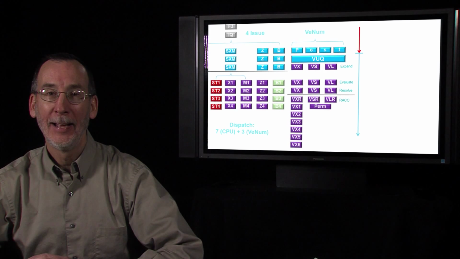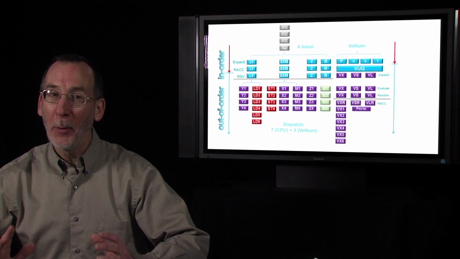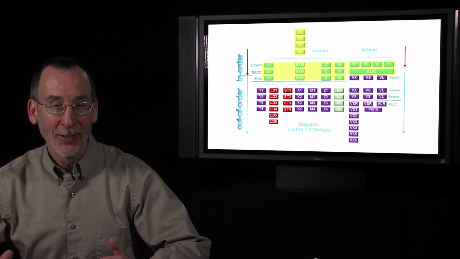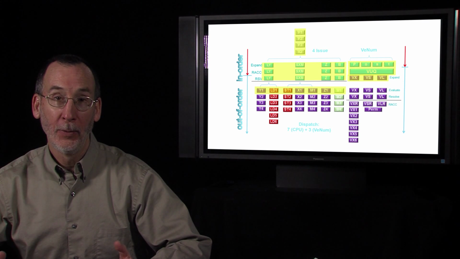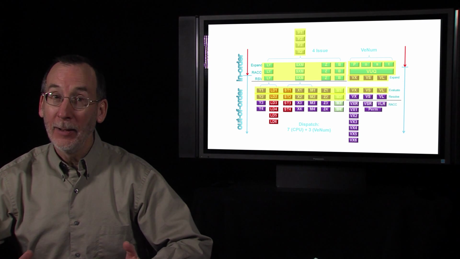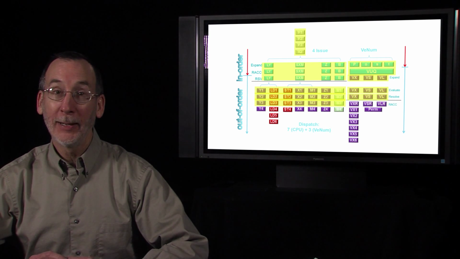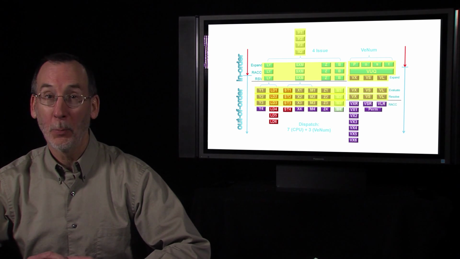Now if we go back to look at the entire picture, we see that we have up to 10 instructions that can be executed in parallel. 7 on the integer side and 3 on the Venom side. Now that's a lot of support for exploiting instruction level parallelism within a single program.